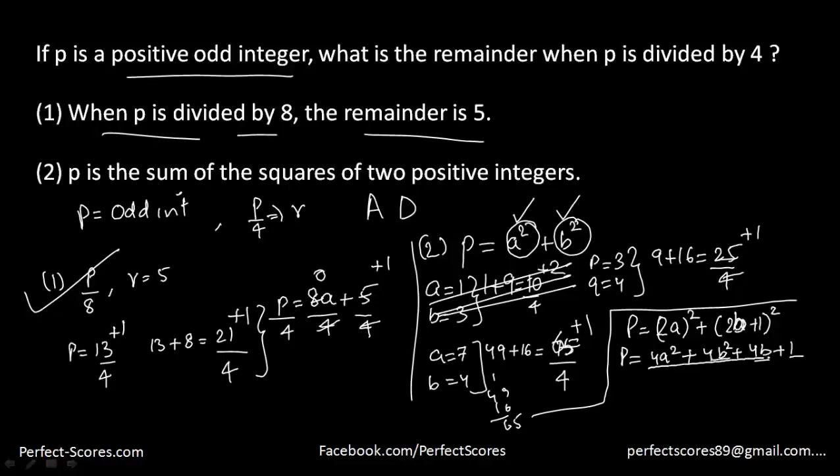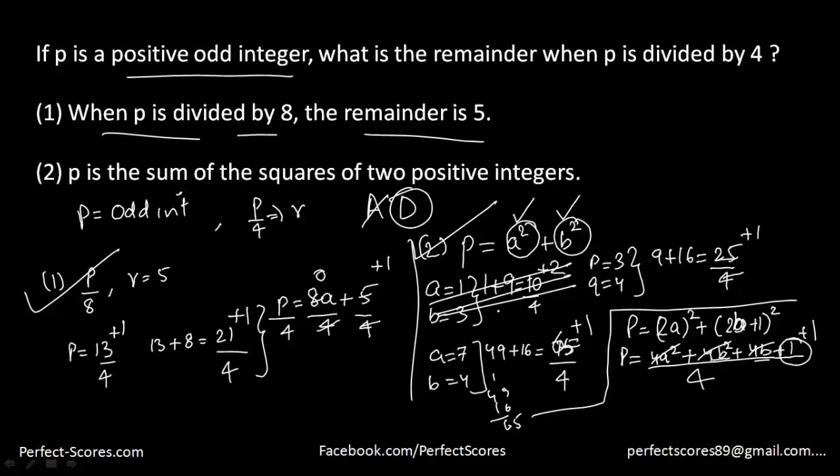So if you divide this by 4, the remainder is always going to be 1, and the multiples of 4 are going to cancel out. That means no matter what number you plug in, every time you're going to get a remainder of 1, which means this is also sufficient. Hence my answer is option D.